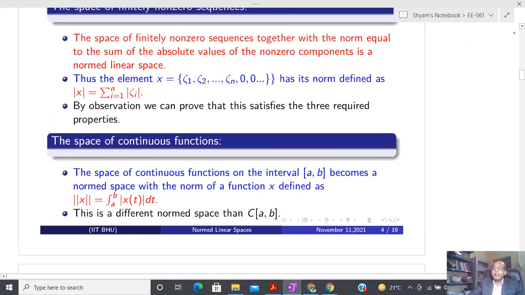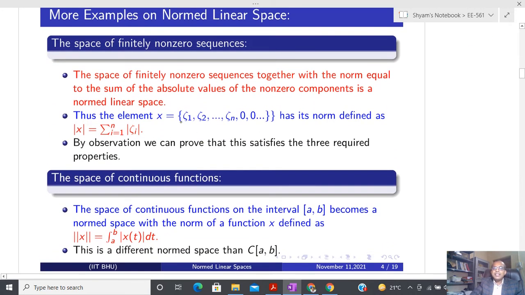The second example is also very straightforward. You can see that I have a sequence. I am talking about a space of finitely non-zero sequences. So I have some kind of column vector you can take, and in this column vector some elements are non-negative or non-positive or non-zero. If a vector is defined like this, then you know how to add two vectors and how to multiply that vector, so that will form a linear space or vector space.